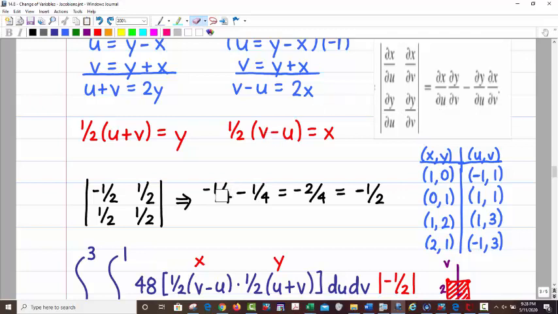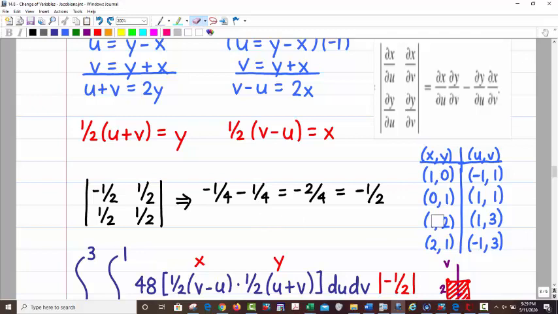minus the partial of y with respect to u, which will be positive 1/2, and the partial of x with respect to v would also be positive 1/2. So you have 1/2 times 1/2 is 1/4. So you have negative 1/4 minus a positive 1/4. That's not 0. That's negative 2/4, which is negative 1/2.